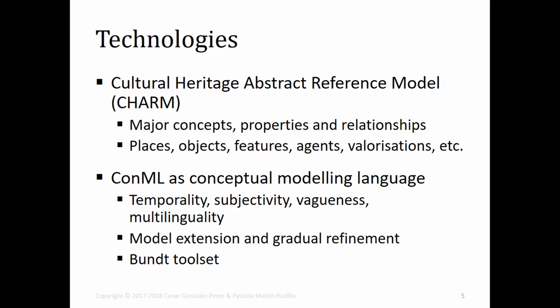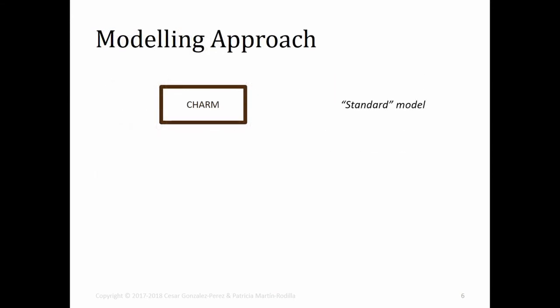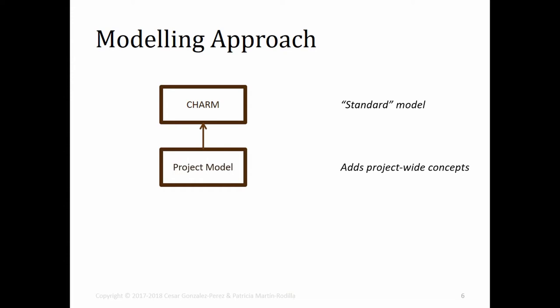And we use ConML as a conceptual modeling language because of its expressive power, especially in terms of multilinguality, subjectivity modeling, temporal modeling, etc. Okay, so basically we started with CHARM, which is, as I said, a reference model, a very abstract description of what the archaeological record looks like without making any kind of specific commitments about types or specific kinds of things. And from CHARM, we derived a model that was specific to our project, a model that addressed the very specific issues of integration, interaction with the citizenship, and getting feedback, right?